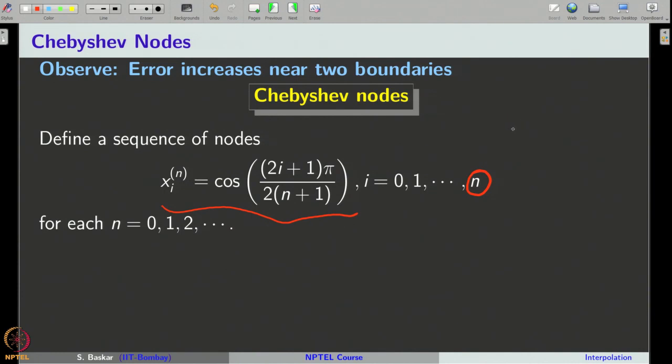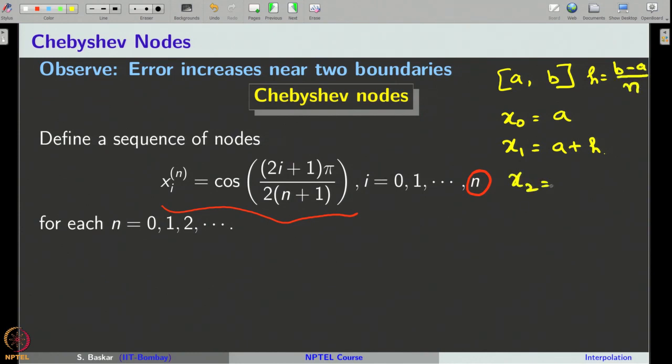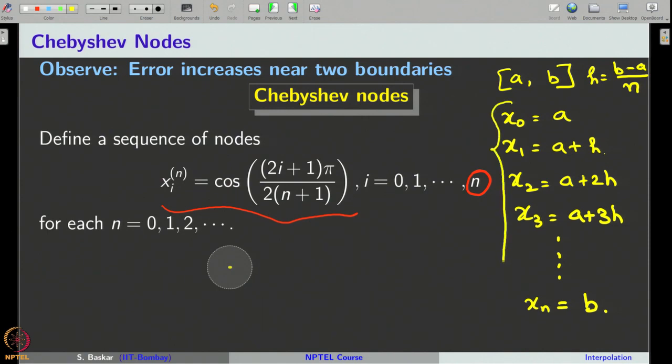If you recall, equally spaced nodes are generated as x naught is equal to a, where the interval is [a, b], and then x 1 is equal to a plus h, where h is given by (b minus a) by n. Then x 2 is a plus 2h, x 3 is equal to a plus 3h, and so on up to x n is equal to a plus nh, which is nothing but b. So, this is the kind of formula that we use to generate equally spaced nodes.